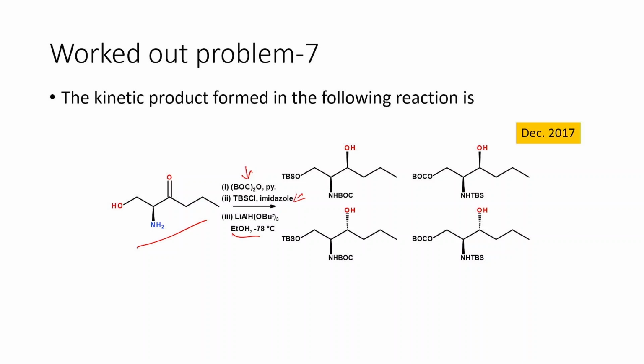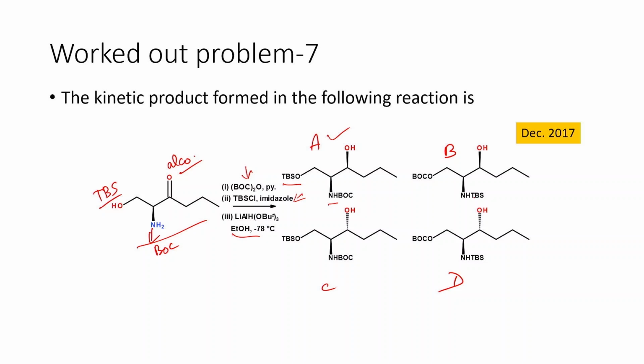Based on that assumption, if we work it out, what is the product? A, B, C and D are given here. The Boc anhydride will protect the amino group as a Boc. Then the TBS will protect this hydroxy unit, and this ketone will be reduced to alcohol. These are the three things, so let us look at which products have this combination. A has OTBS, NH-Boc and the hydroxyl. So A may be one of the products that we can assume.